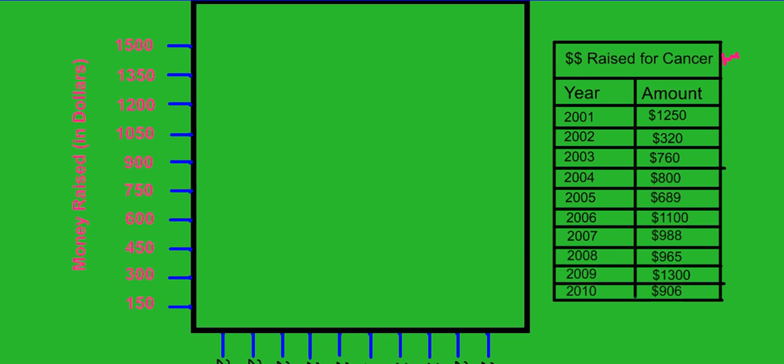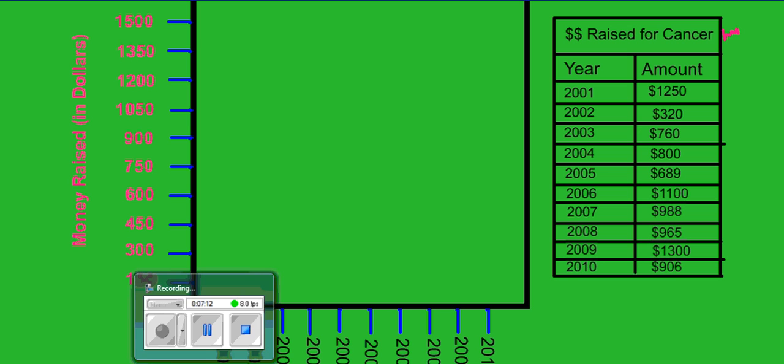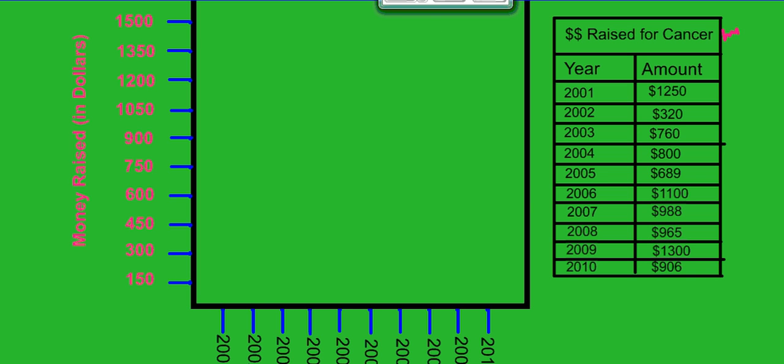Okay, the next thing that we want to do is go ahead and find those values in the chart and mark a dot next to the corresponding numbers in the graph. Go ahead and do so. Pause the screen, and when you come back, we will have our dots marked as well. Okay, so how does yours look? Does it look similar to this?